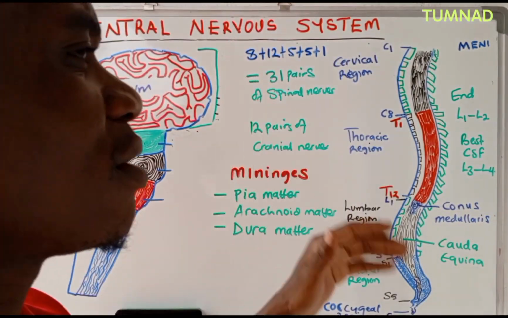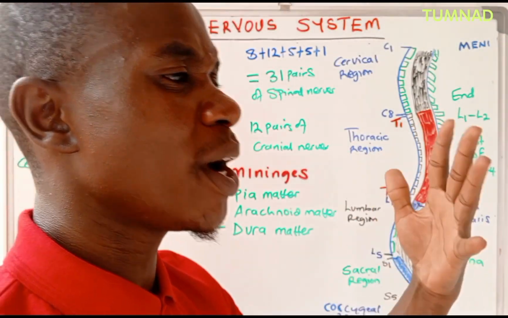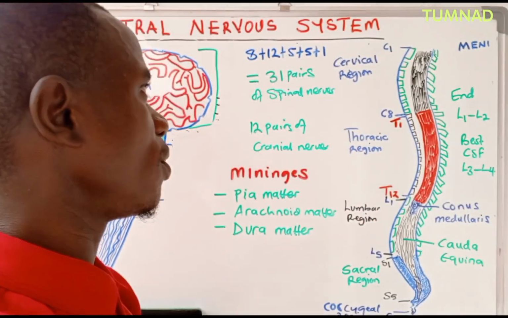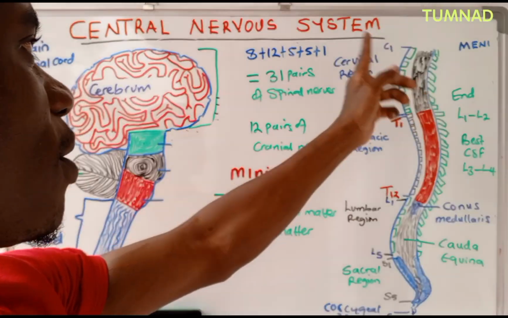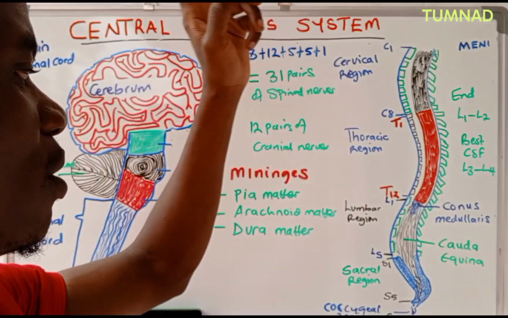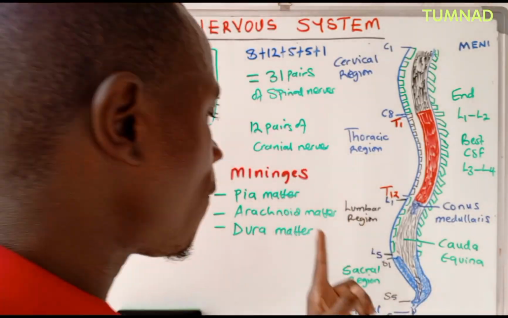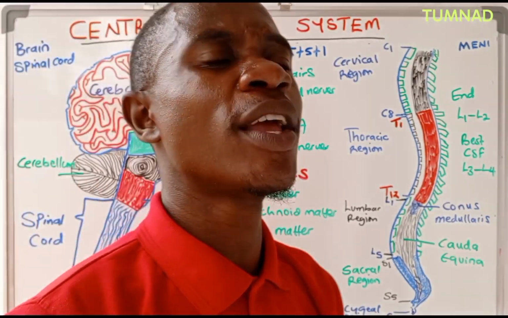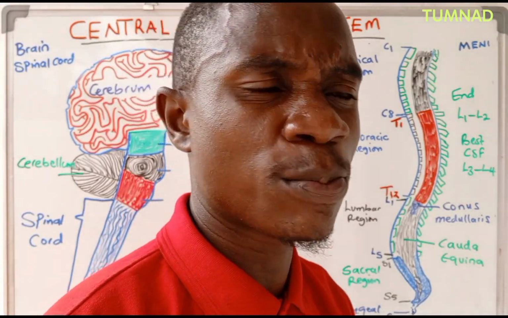We also talked about now how many total of the spinal nerves are going to be coming from what we call the spinal cord. We totaled 8 from the cervical region, 12 from the thoracic region, 5 from the lumbar region, 5 from the sacral region, and then 1 from the coccygeal region. We came up with 31 pairs of the spinal nerves.